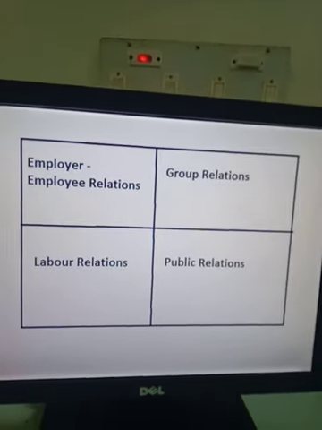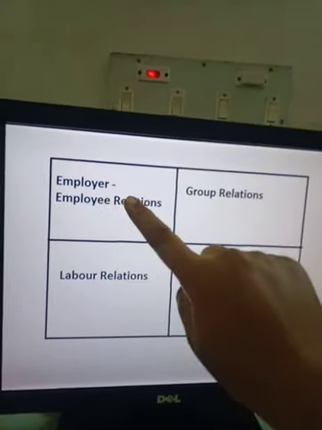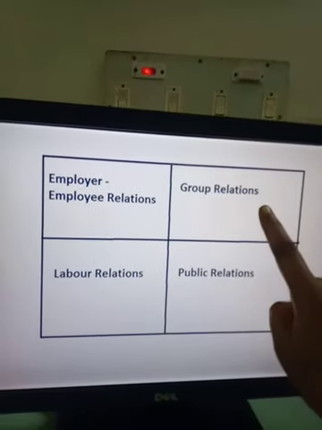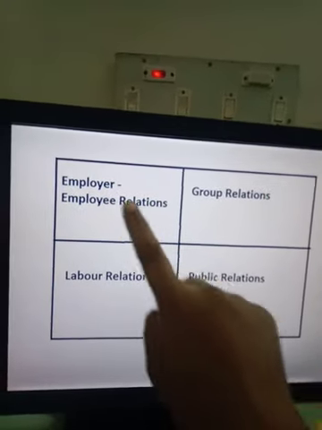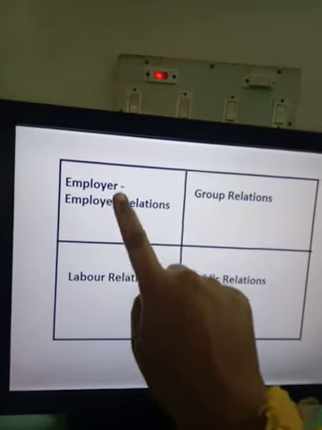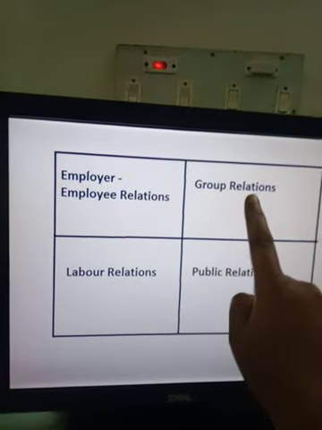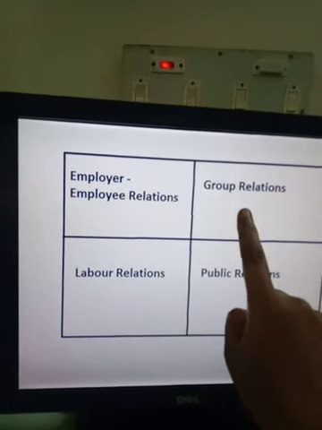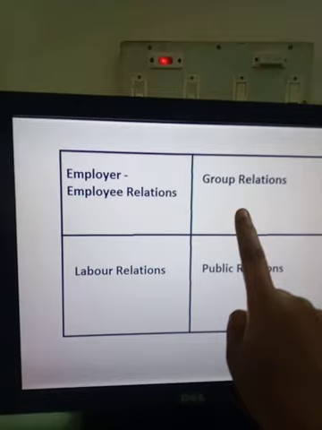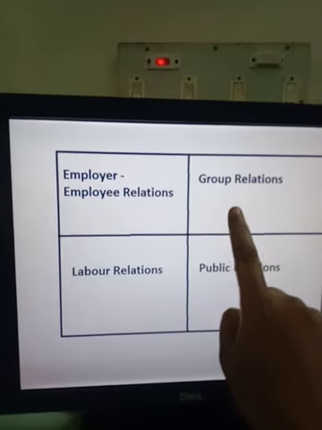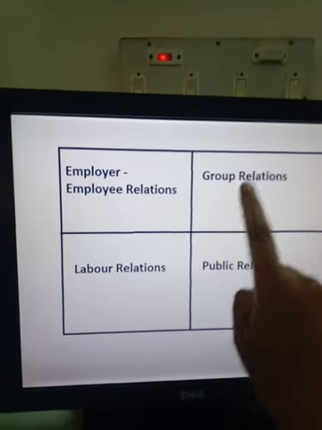So next let us see the scope of industrial relations, that is employer-employee relations, group relations, labor relations and public relations. What is employer-employee relations? Here, the higher authorities and the superiors. And group relations means a group of 10 or 20 people doing the same work in the same department; they are called colleagues. That particular department's persons form relations by discussing formulas and work, and those persons are called group relations.